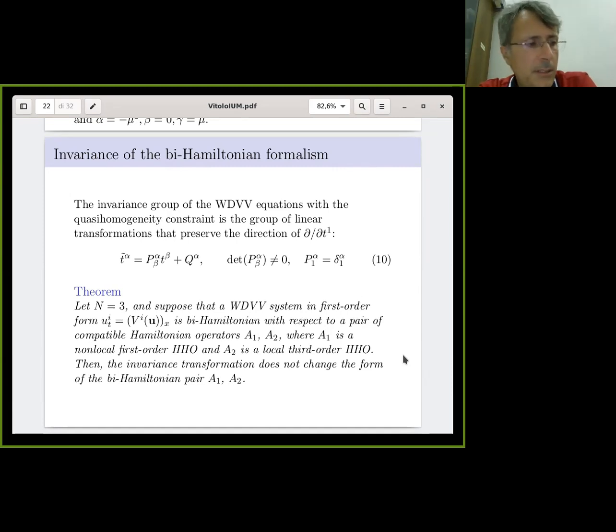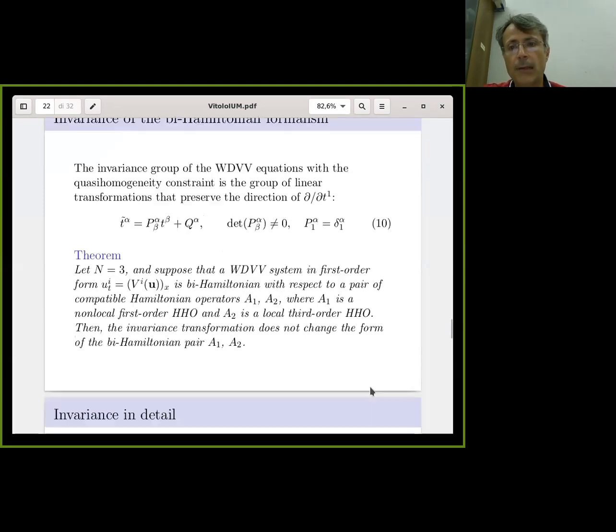We published it in the Journal of High Energy Physics. Okay, so when n equals 3 and you have a WDVV system in first order form, then it is always bi-Hamiltonian with respect to a pair of compatible Hamiltonian operators. One is non-local first order in general. In some cases it is local, and another is a local third order operator.